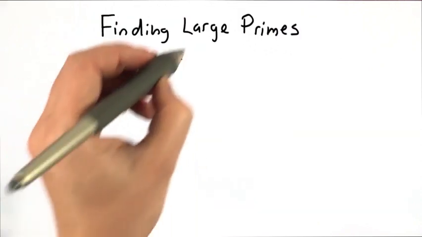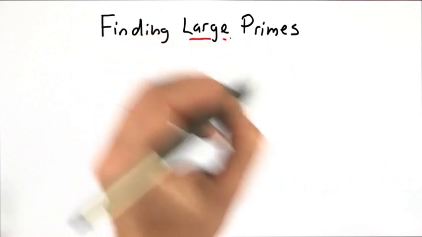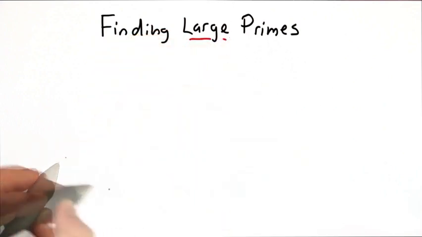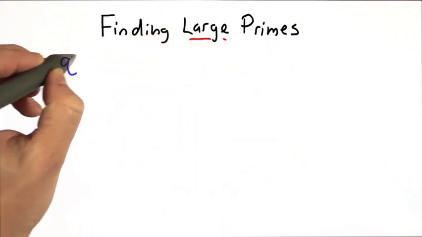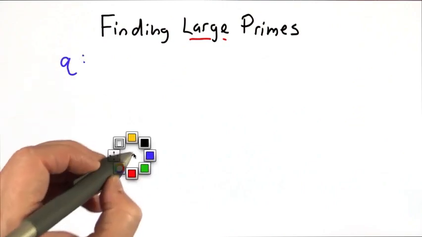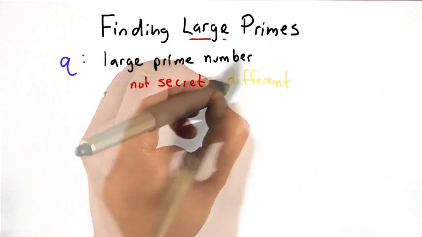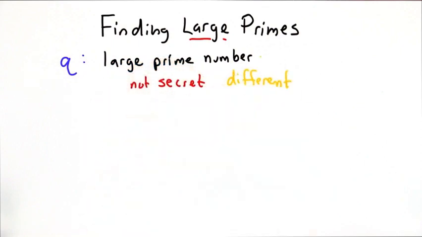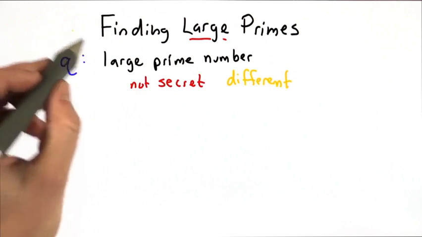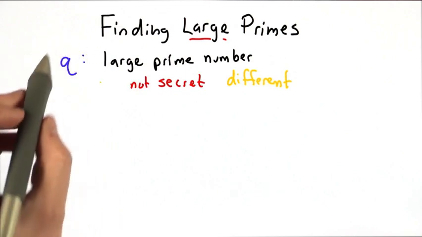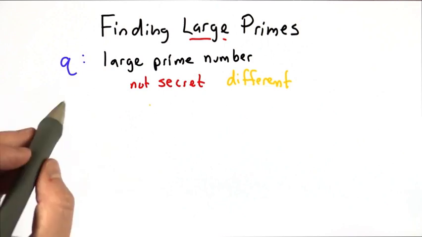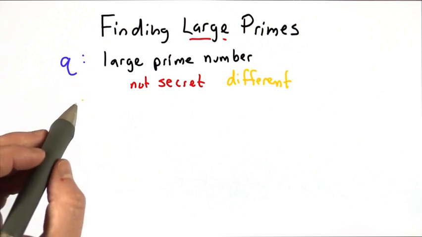The next issue in implementing Diffie-Hellman that I want to talk about is this problem of finding a large prime. The protocol assumes that we can start with this value q, which is the large prime number. It doesn't have to be kept secret, but it should be different. And the reason we want it to be different is if there was only one large prime number and everyone used the same one, then an attacker could do a lot of pre-computation based on that number and have a better chance of breaking a Diffie-Hellman protocol.